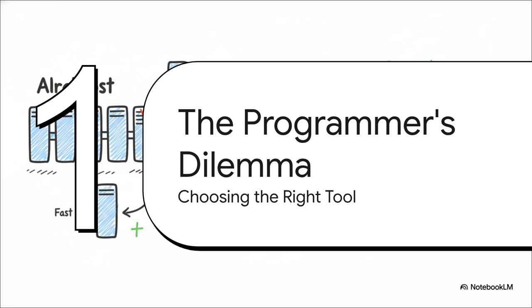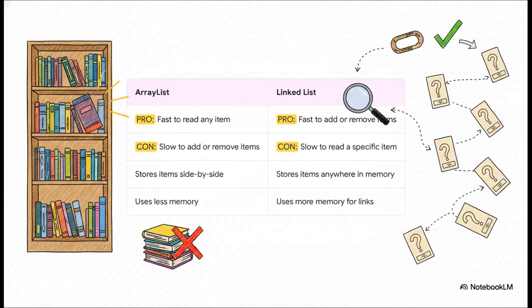And all of this leads us to the final chapter, the dilemma. Because now we have two totally different ways to build a list, and each one has its own killer feature and its own crippling weakness. This creates a classic trade-off that every programmer has to face. So let's break it down one last time. The ArrayList, our bookshelf, is amazing for reading. You need item 500? Boom, you got it instantly, but it's painfully slow for adding or removing stuff.